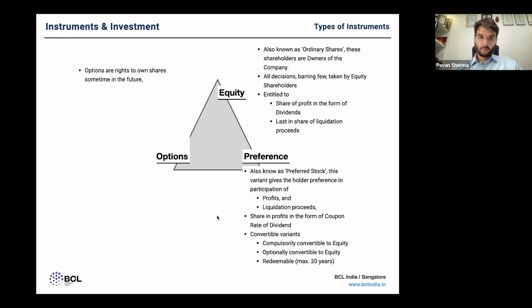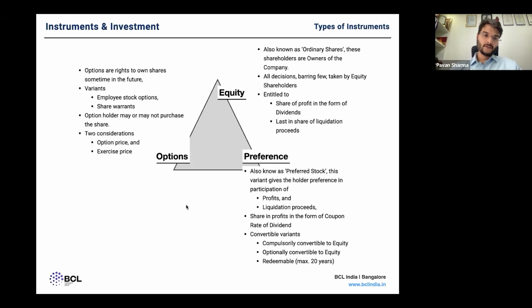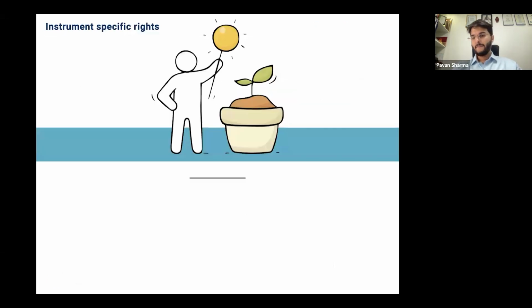The final instrument that I'd want to cover is options. Options come in two varieties: ESOPs, which are employee stock options given to employees, and warrants. These warrants are offered to people who are not employees. They could be advisors, or they could be people from whom the company can benefit. An option holder has the right to purchase shares. There's no obligation. The option holder may choose not to exercise the right. But there are two considerations that are paid. One is the option price itself, which is the price to buy the option. And you then have the exercise price, which is the price to buy the share.